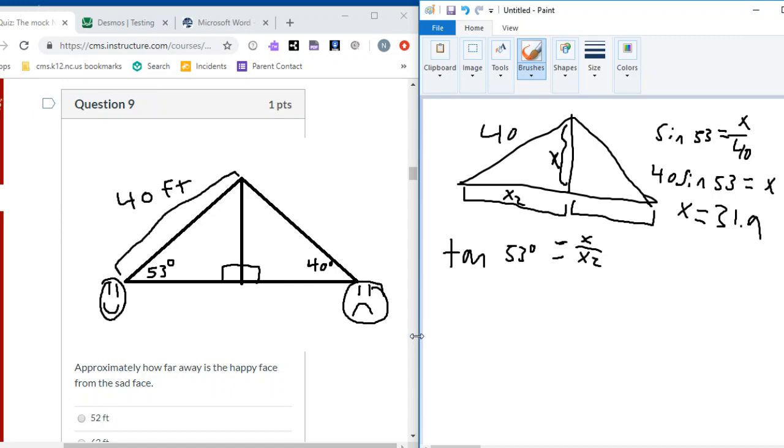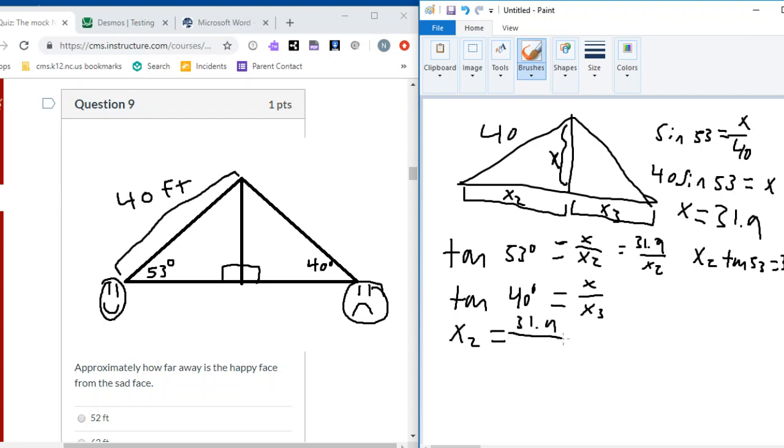And then I can use my tangent values to find my x2, and I'm going to call the other value x3. The tangent of 40 is equal to x over x3, opposite over adjacent. For 53, x is 31.9, so the tangent of 53 is equal to 31.9 over x2, which means x2 times the tangent of 53 is equal to 31.9, which means that to get x2 is 31.9 over the tangent of 53, and x3 is equal to 31.9 over the tangent of 40.